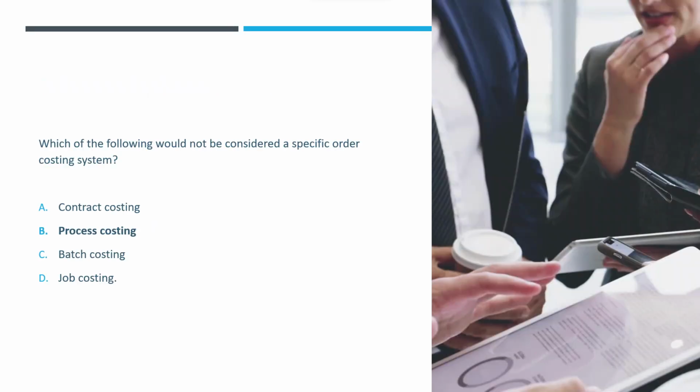Based on this discussion, you can identify that process costing is not a type of specific order costing. Hence, the correct answer is option B.